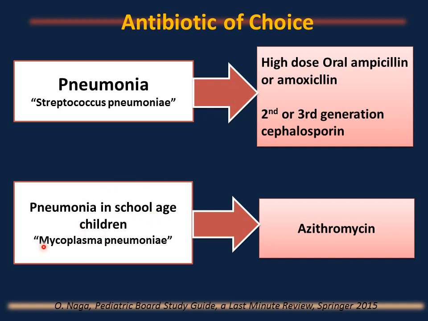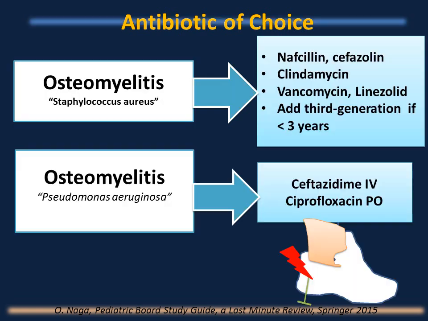Pneumonia in school-aged children, 5 years and above, the most likely cause is Mycoplasma, and the treatment of choice is azithromycin. Osteomyelitis in children, the most common cause is Staph aureus, and depending on your hospital antibiogram, generally you need to give an anti-staph antibiotic. Nafcillin and cefazolin are strong for MSSA, clindamycin for MRSA, vancomycin and linezolid also for MRSA. Generally, you will give IV antibiotics in cases of acute osteomyelitis. You need to add a 3rd generation cephalosporin if the child is less than 3 years of age to cover for other bacteria.